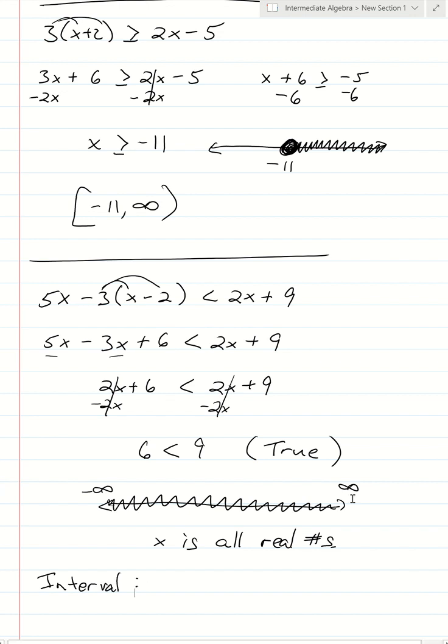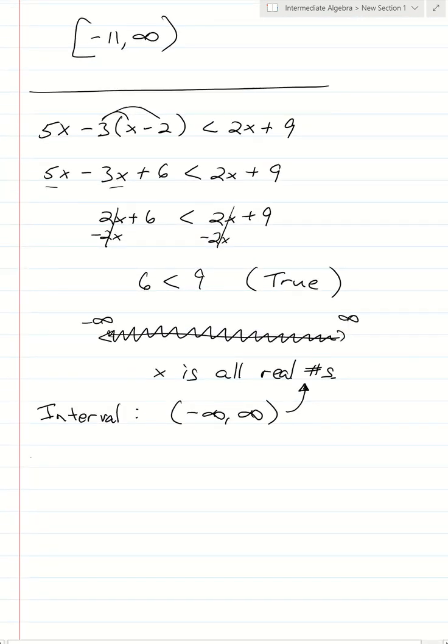Well, let's take a look at our number line. Our number line goes from negative infinity, everything is shaded in between, to the positive infinity. So our interval notation is going to look just like that. It's going to go from negative infinity to infinity with parentheses around it. This is how we represent all real numbers using interval notation.